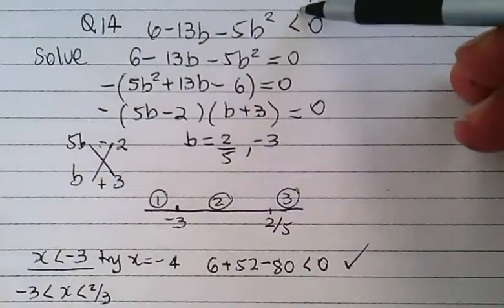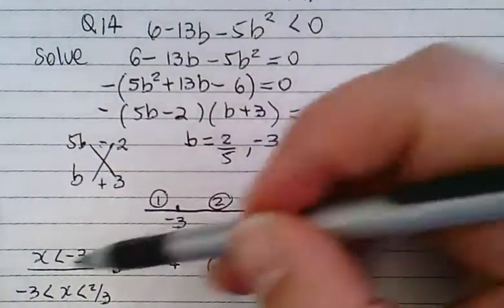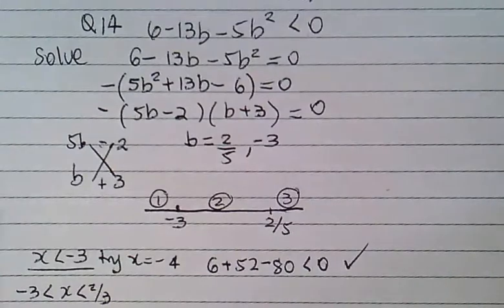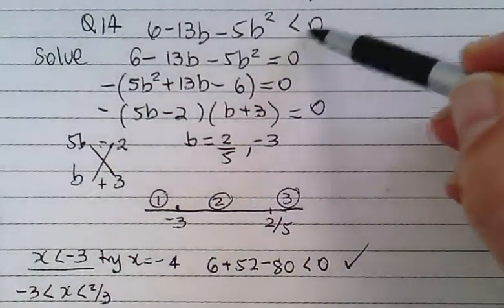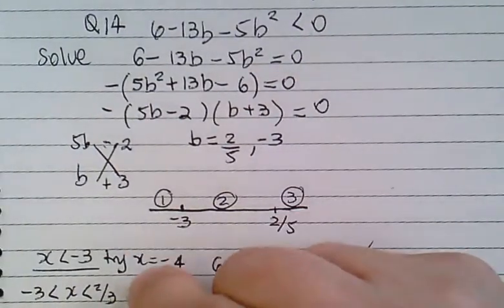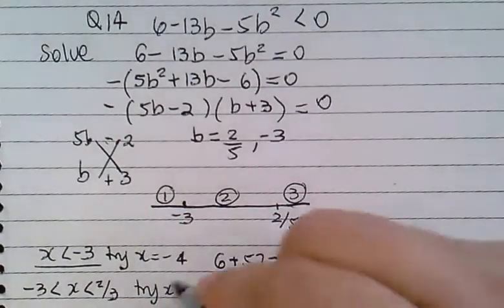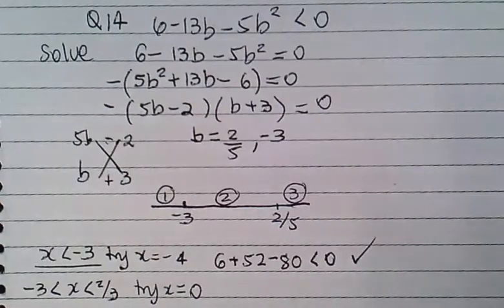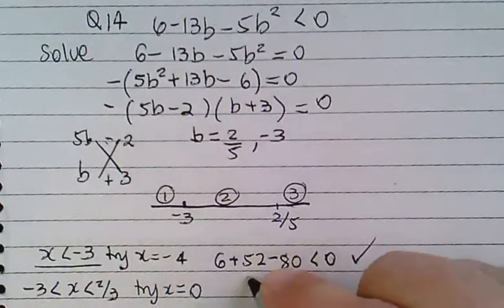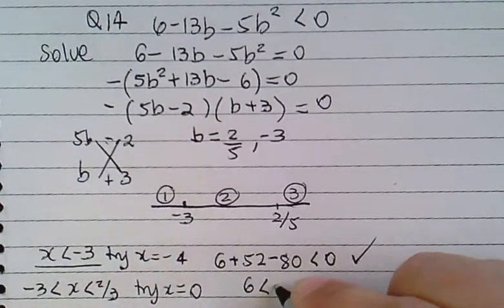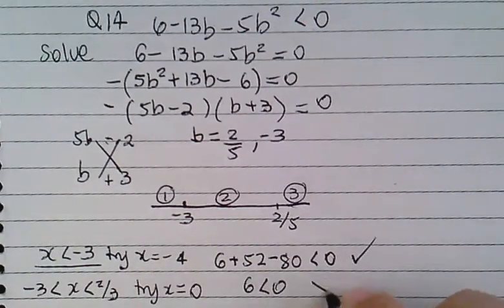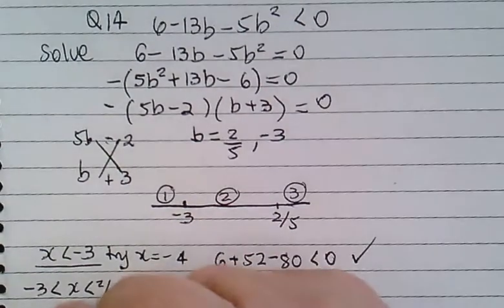Okay. See, my original inequality is just less than. I'm not putting or equal to's here. So I'm going to try, what would you try here? Between -3 and 2/3, 0. Nice and easy. What have you got? 6 minus 0 minus 0. 6 is less than 0. Not true. It's the outers again then.